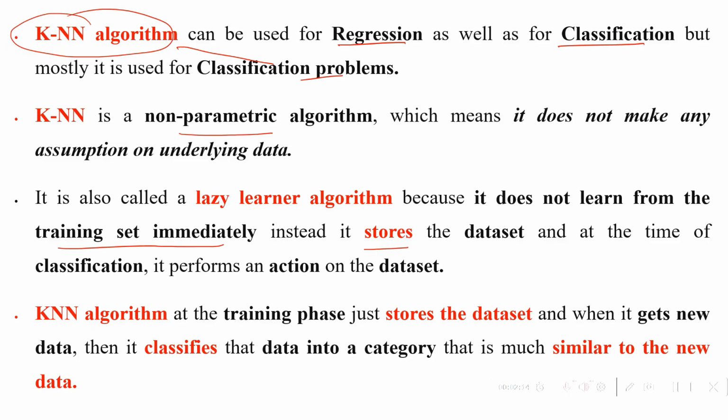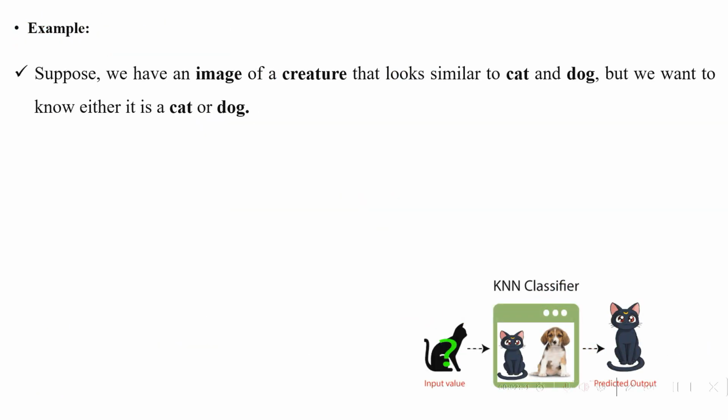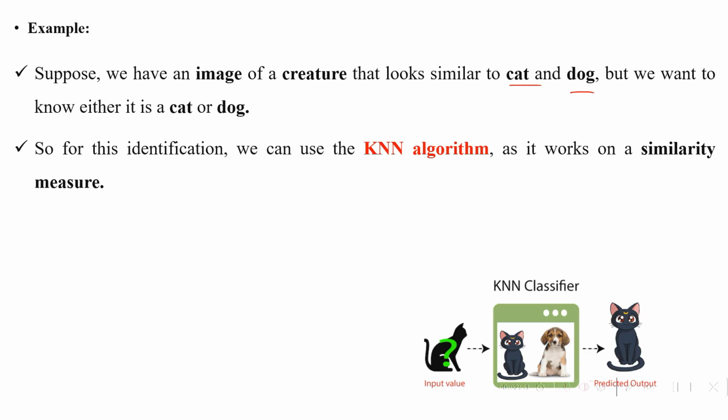So the KNN algorithm at the training phase just stores the data set, and then when it gets a new data point, it classifies the data into the category that is most similar to the new data point. For example, here we have an image. It contains a cat and a dog. But we want to know whether the given image is a cat or a dog. For that, we are using the similarity measure.